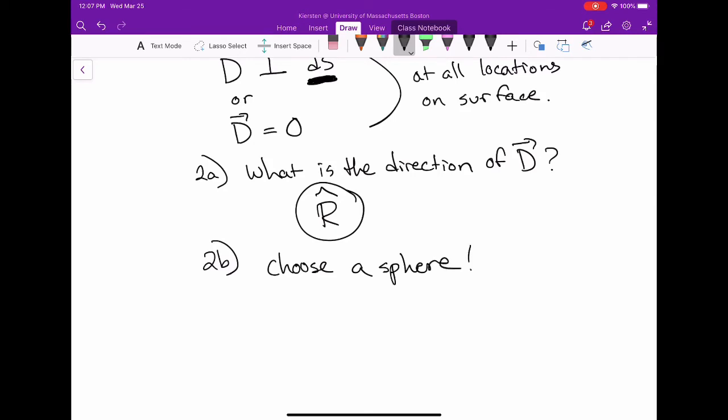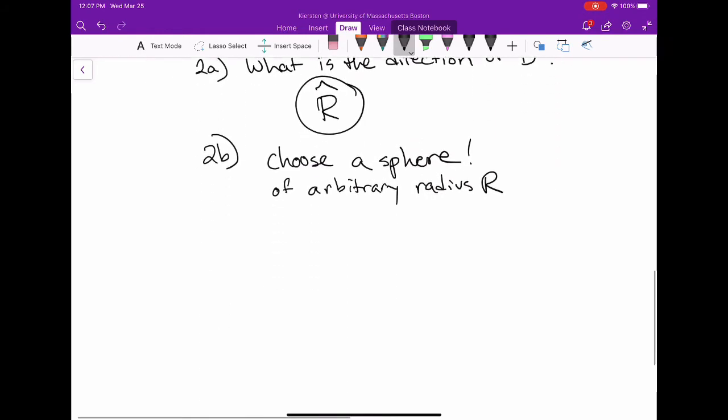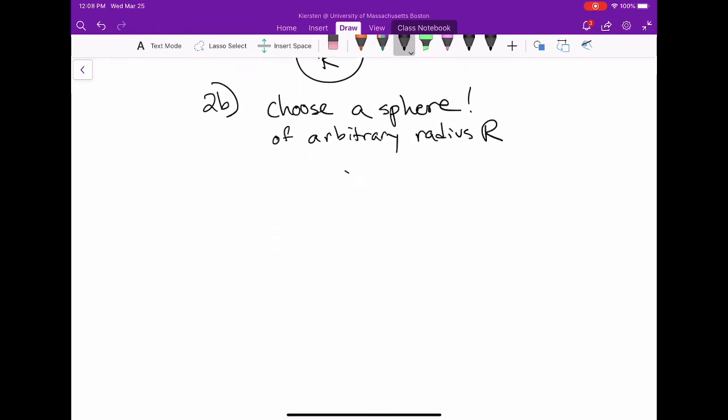So a sphere of arbitrary radius r satisfies all these conditions because everywhere that our electric flux density exists, it's r-directed, and so is the surface normal vector. So that makes our life easy. So now our geometry looks like this.